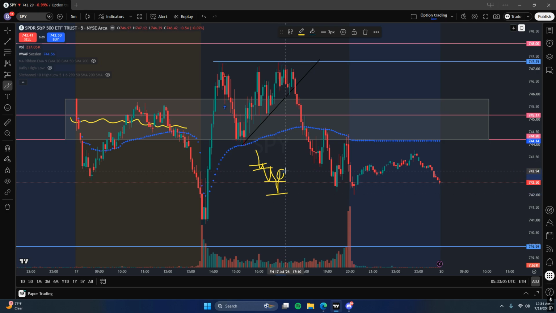You get trapped. Buyers get trapped here. They get trapped thinking they're reclaiming the support into this V-shaped recovery. Bam. Then all buyers are stuck up here. Money's down here, right? It just uses them as exit liquidity here.